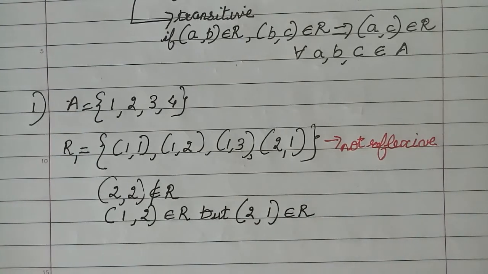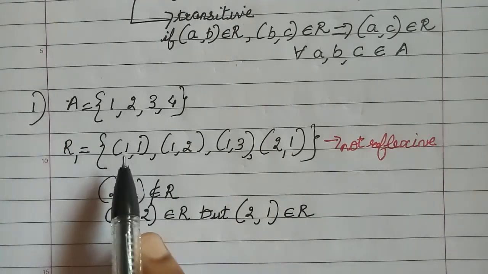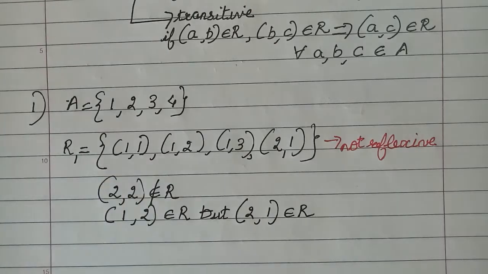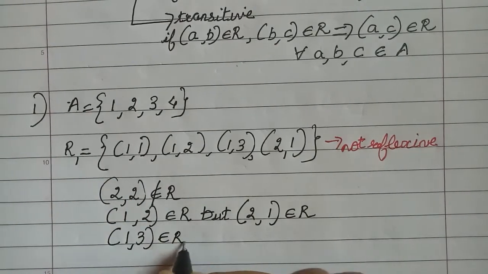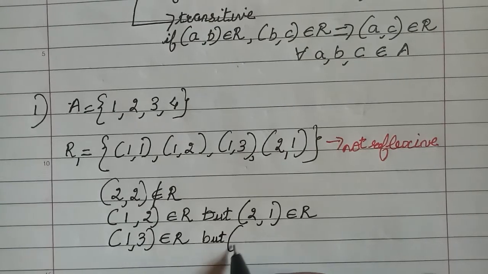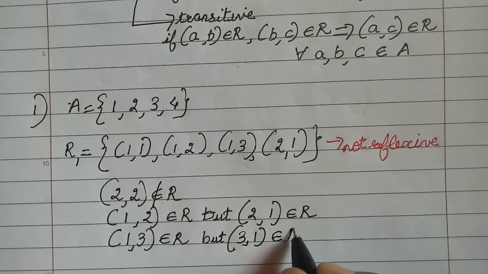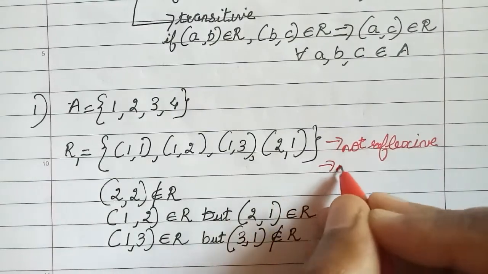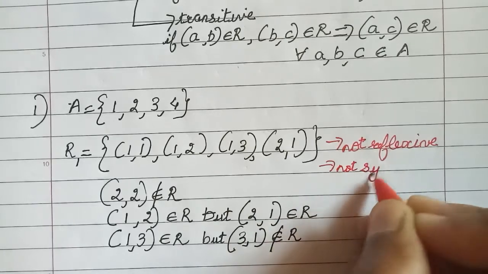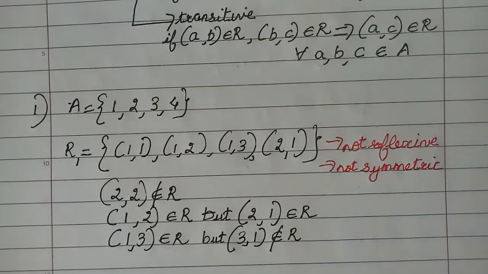But you have to do this for every element, right? If I take (1,1) belonging to R and change the order of the elements, (1,1) is also in R. But children, if I take (1,3) belonging to R, you can see that I don't have (3,1) in R. So I am able to find one element which is violating the condition. So this relation becomes not symmetric.